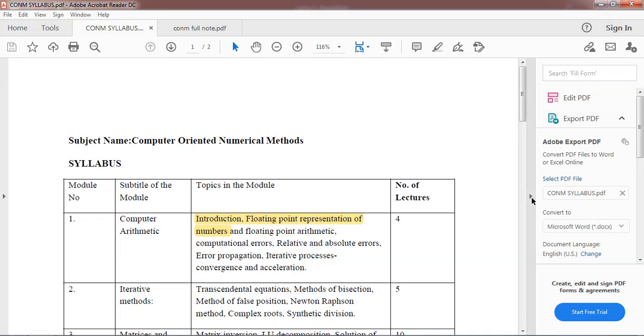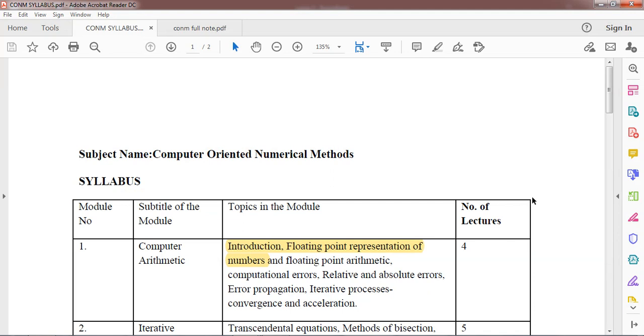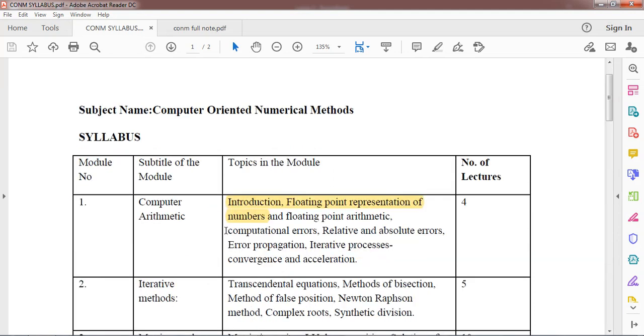Hello everyone. Today we are going to discuss what are computational errors, what is relative and absolute error, what is error propagation. In our last class we have done floating point representation of the numbers. So let's begin.